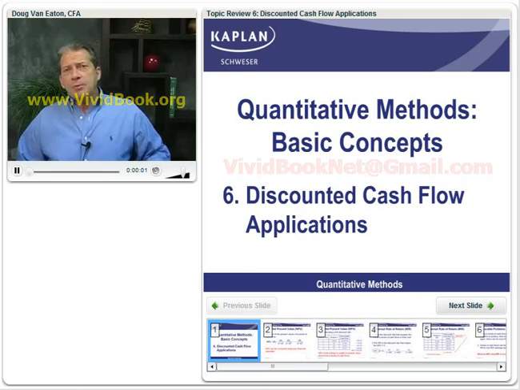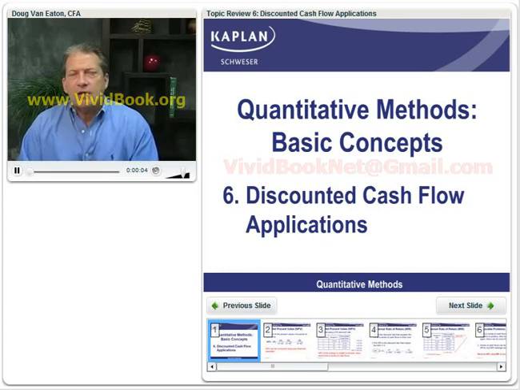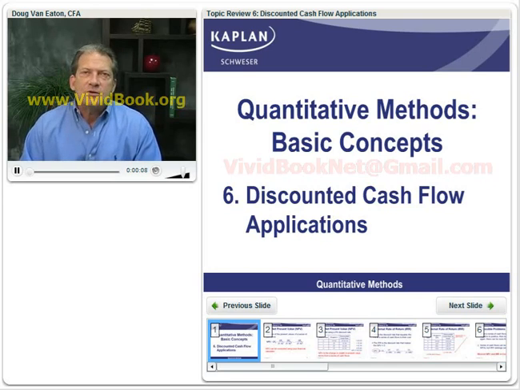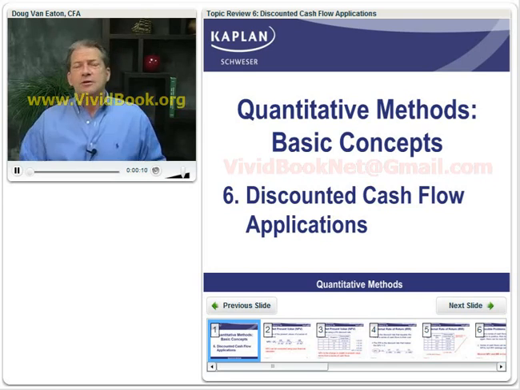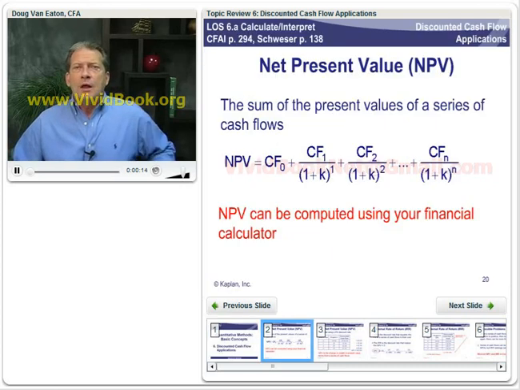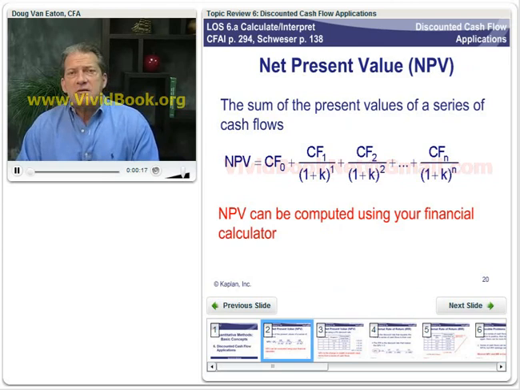In this topic review, we talk about discounted cash flow applications, so we're going to build on some of our present value or time value of money concepts and introduce a little more terminology here as well. First thing we want to introduce here is net present value.